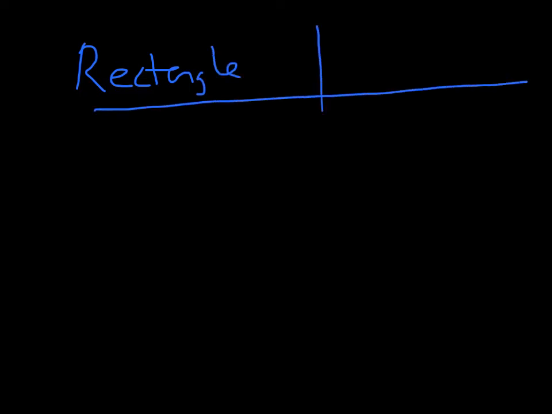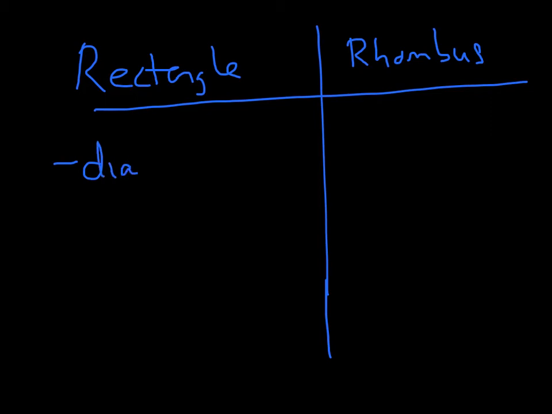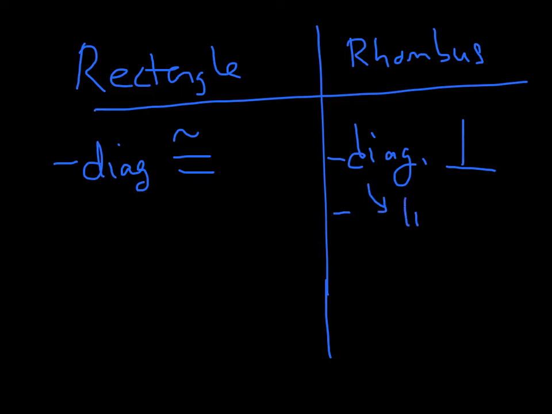And in a rectangle versus a rhombus, well, they're both special parallelograms. So those properties above that we named are true for both of these shapes as well. But there are extra things. Diagonals are congruent in a rectangle, whereas the diagonals are perpendicular in a rhombus. In a rhombus, the diagonals are also lines of symmetry.